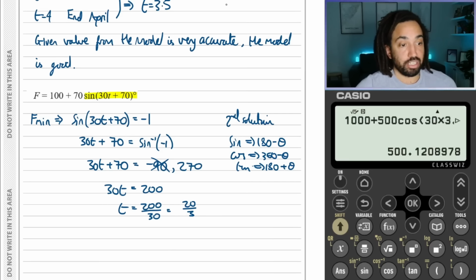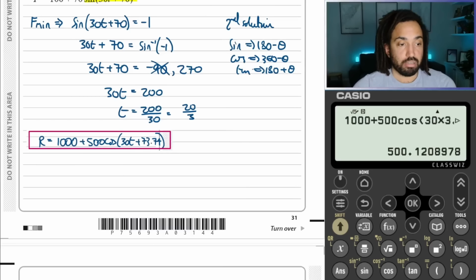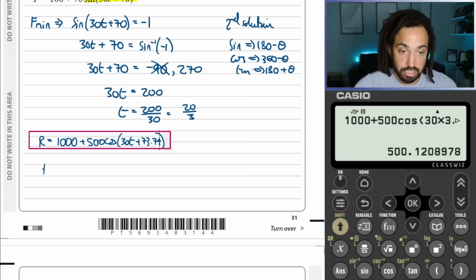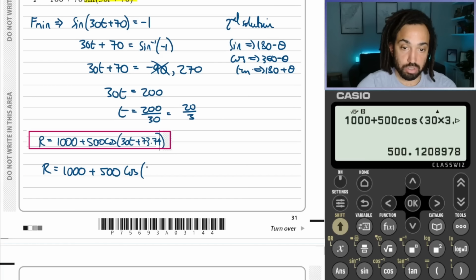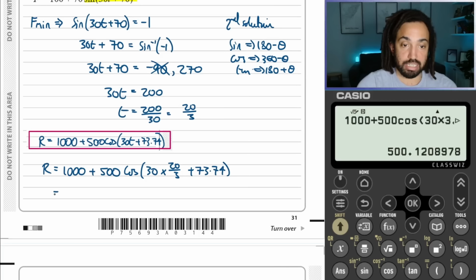Okay, now that needs to go back into the rabbit formula. And here is said rabbit formula. So we do 1000 plus cos of 30 multiplied by 20 over 3 plus 73.74, and that will go into our calculator.